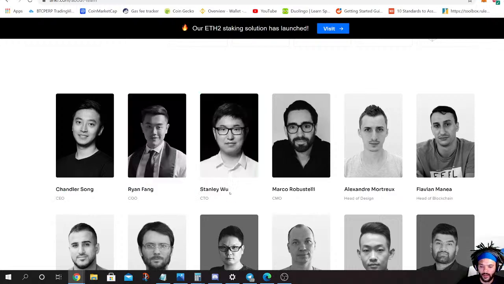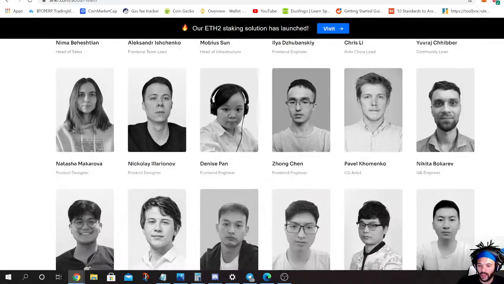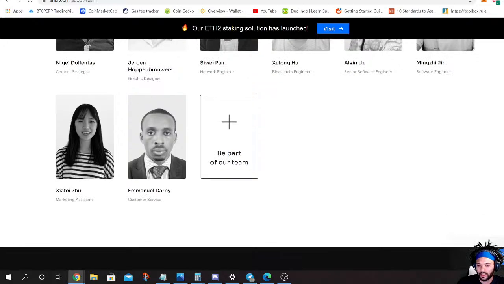Stanley Wu, again, worked for AWS for 10 years and helped start ANKR. He's their chief technology officer. So when you have people like that on the team, especially people who have been there through the long haul, it definitely gives you more willingness to jump into the project. And shout out Emmanuel Darby. That's all I got to say about that.